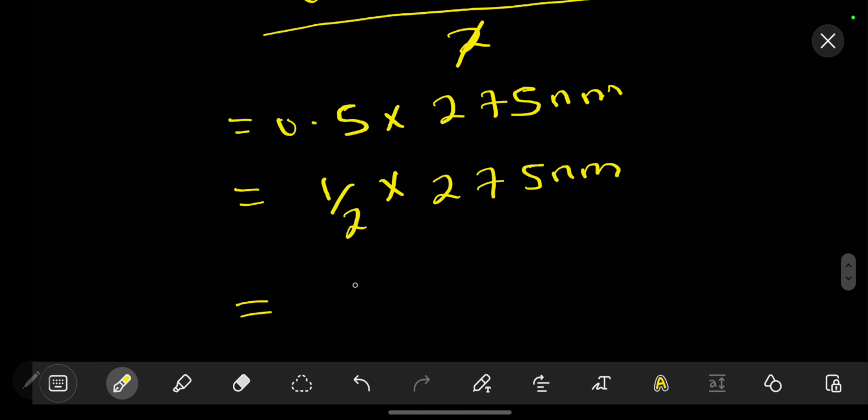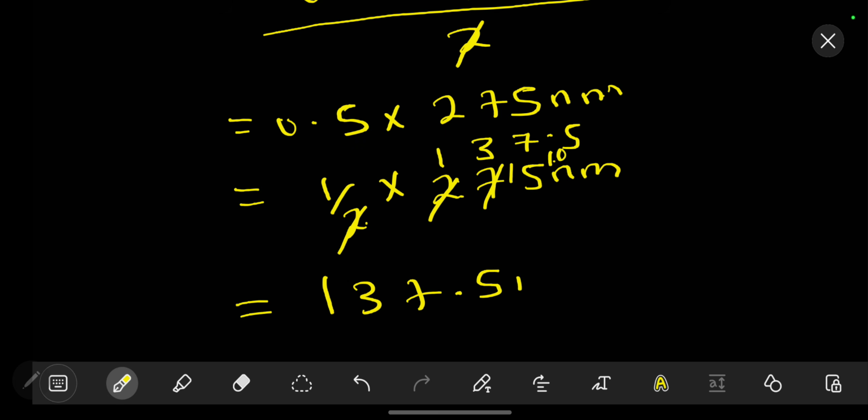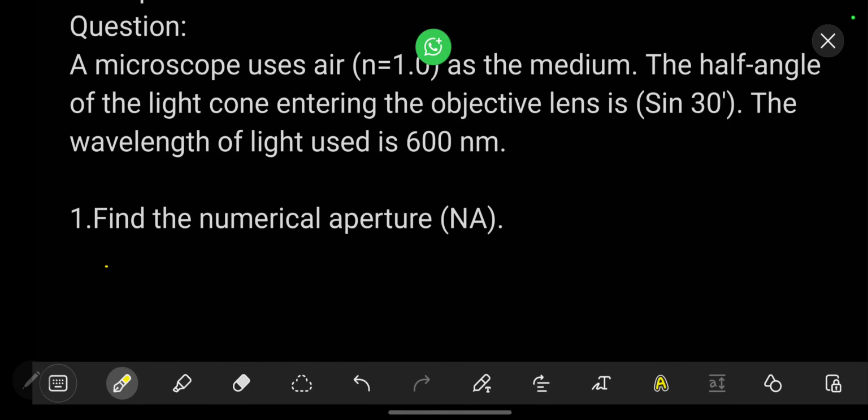So let's divide. 2 into 2 is 1. 7 divided by 2 gives us 3, remainder 1. 15 divided by 2 gives us 7, remainder 1. When we add a 0, 10 divided by 2 gives us 5. So we have the resolution of 137.5 nanometers. This is our resolution, which is the minimum distance upon which two objects can be seen to be separate. So that is how we do that.